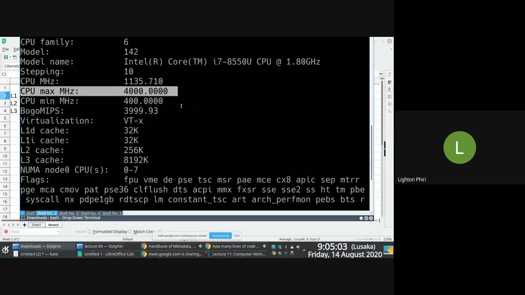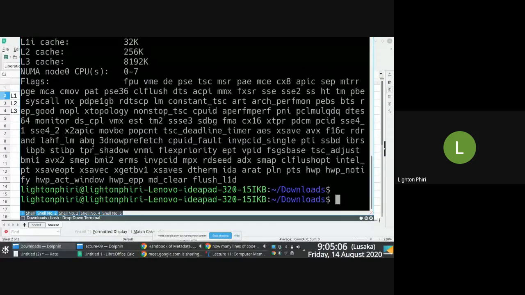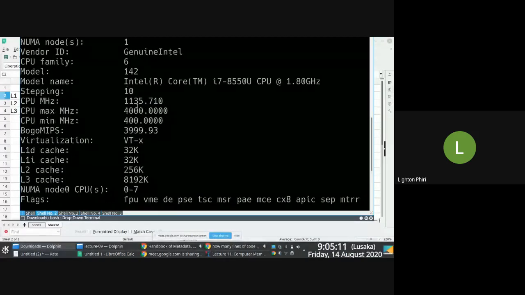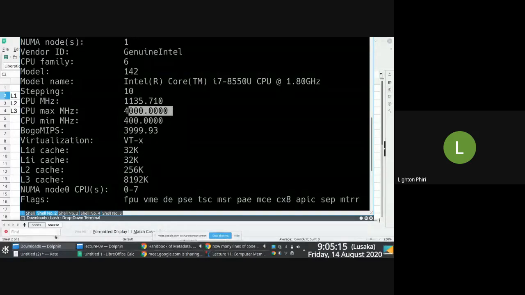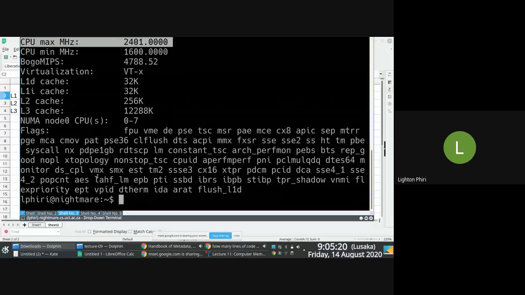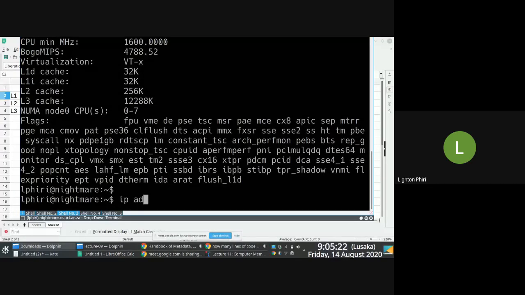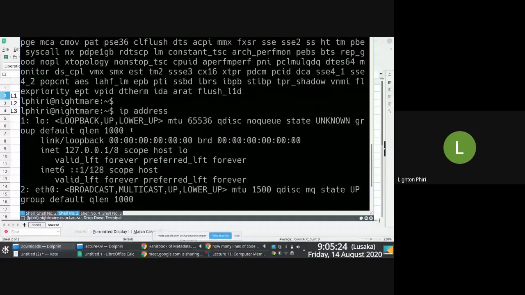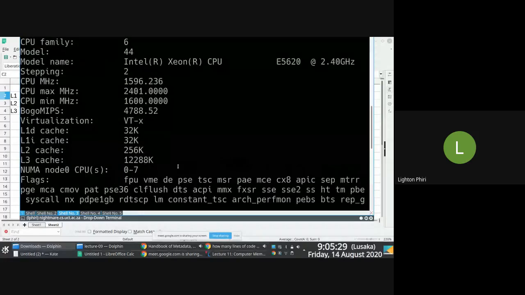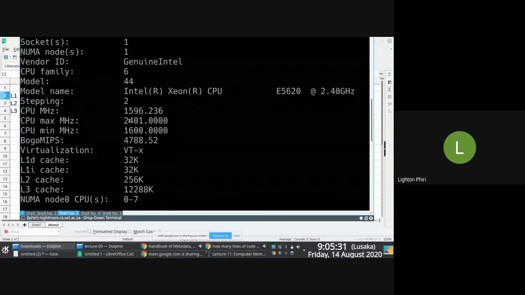I'm on my machine right now. If you look at my Lenovo IdeaPad, you notice that the maximum CPU speed here is 4 gigahertz, right? 4,000 megahertz. If I compare this with a server computer system, I'm on a remote server computer system here, clearly, if you look at the IP address, the maximum CPU speed here is 2.4 gigahertz. So it's a bit flawed here.